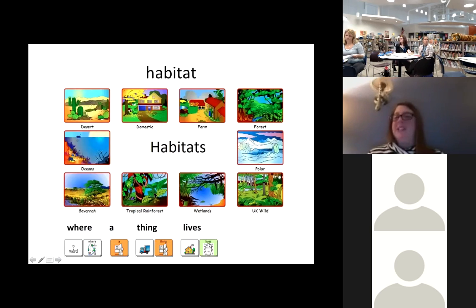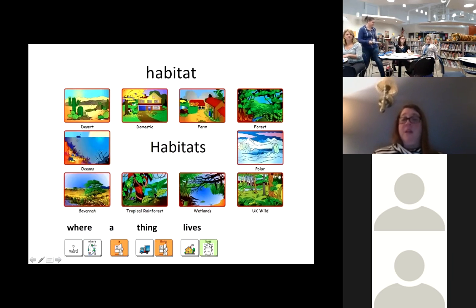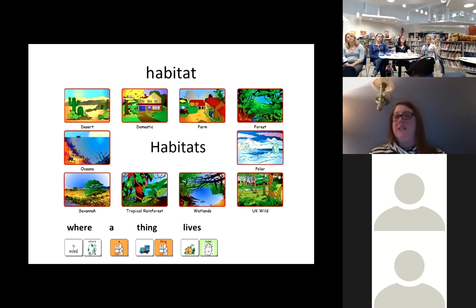It probably looks similar to what you have on your LAMP Words for Life app that you use. And so a habitat is where a thing lives. So if I were able to put a 4-word sentence together, I would say where a thing lives. What if I could only put 2 words together? How might I describe a habitat? Where lives. Good. Or animal lives. Exactly. Great job.